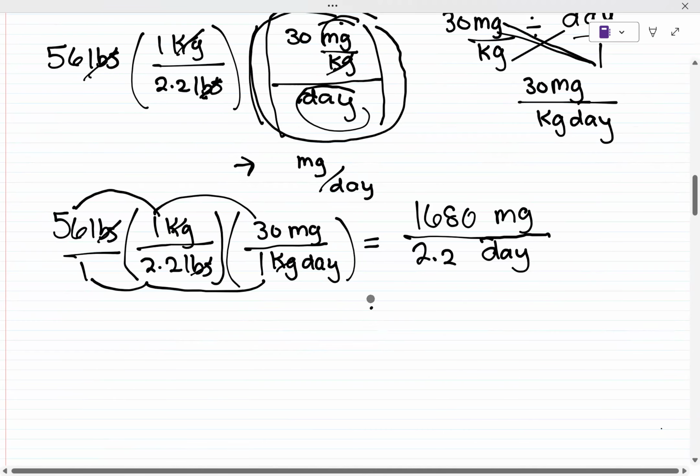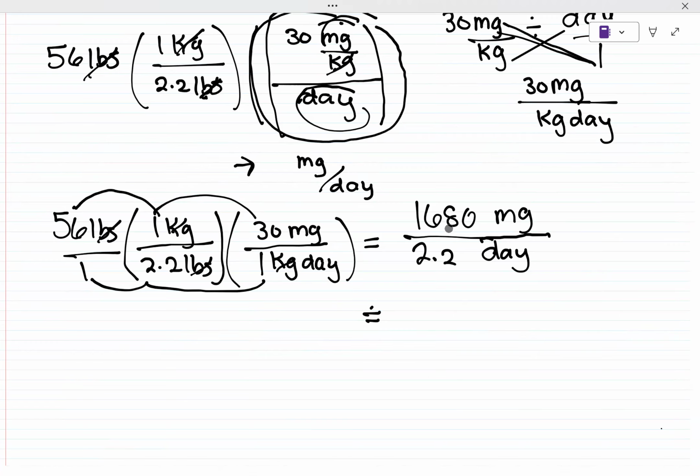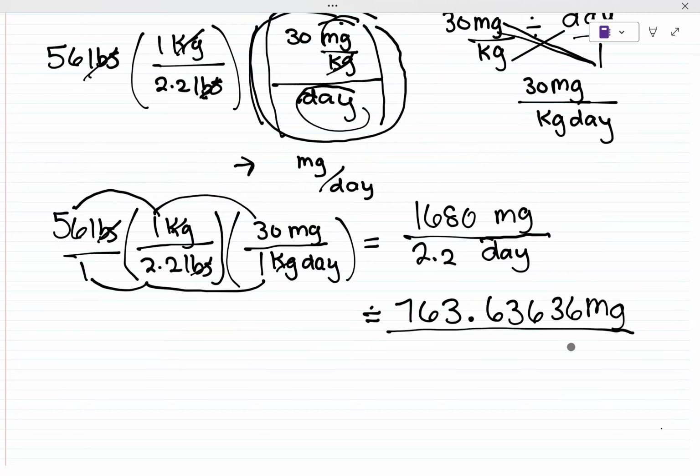Okay, simplify this. What's 1680 divided by 2.2? That is 763.636, and then your unit is mg per day. The directions specifically said, part A says round all answers to the nearest tenths. So we'll do that.